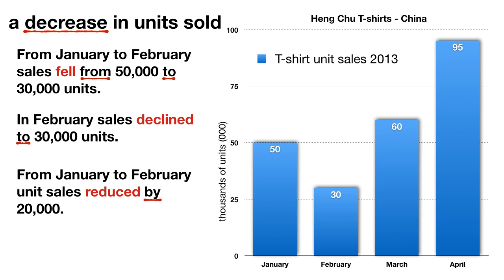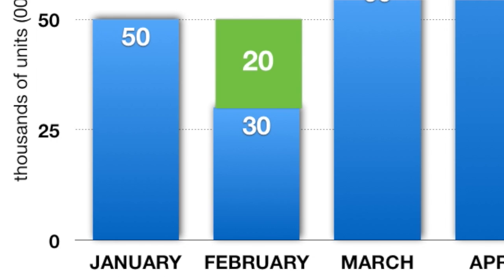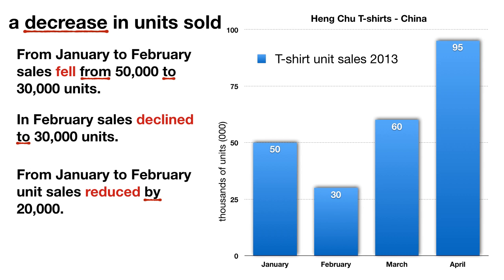In February, sales declined to 30,000 units. And the third one, from January to February, unit sales reduced by 20,000. So in the second example, the verb changes to decline. Sales declined to 30,000. The preposition remains to. But in the third example, we are describing the difference between January and February, and therefore the preposition is changed to by. Unit sales reduced by the difference, which in this case is 20,000.